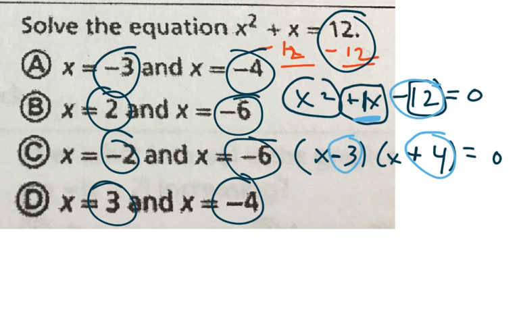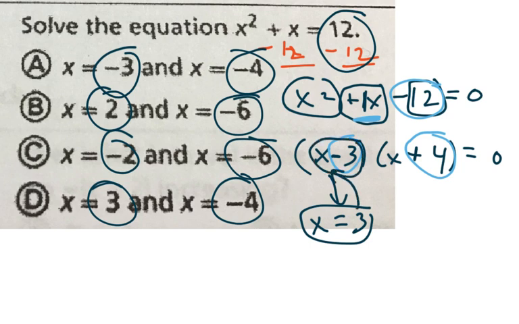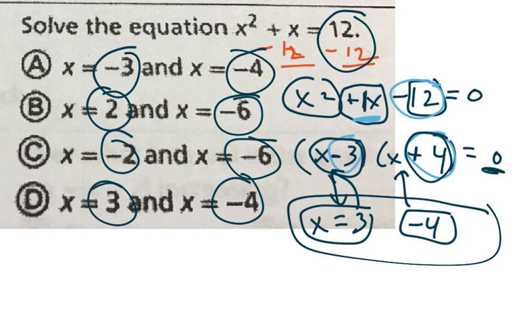We're ready to solve. I know right here, x is going to be 3. Why? Because 3 minus 3 is 0. And right here, I know negative 4 is my second solution. Why? Because negative 4 plus this 4 is going to give me 0. So there's my 2 answers. And carefully, I'm going to pick D. I'm not going to be tricked by A. See how they changed the sign on the 3 for us.